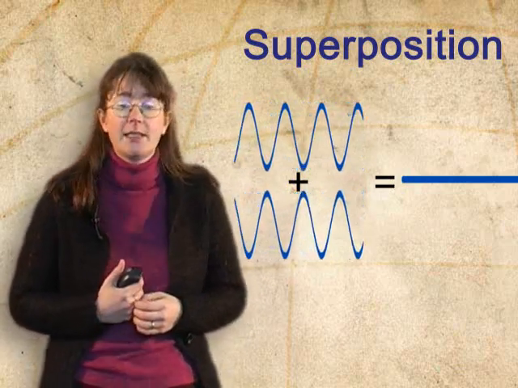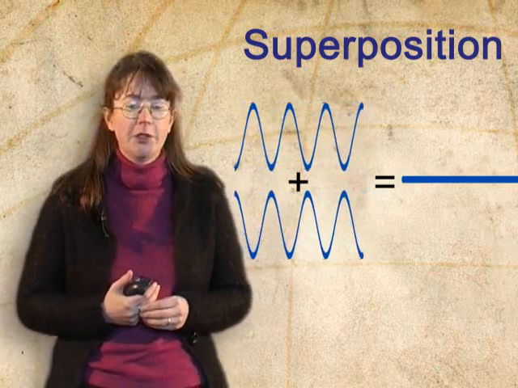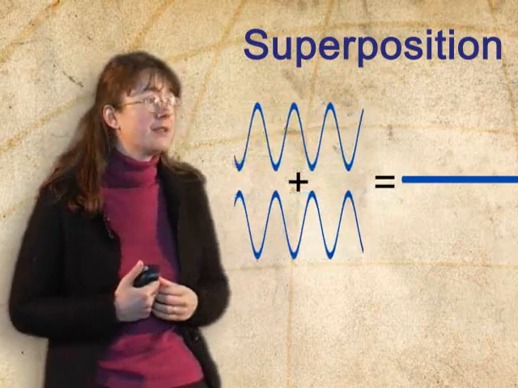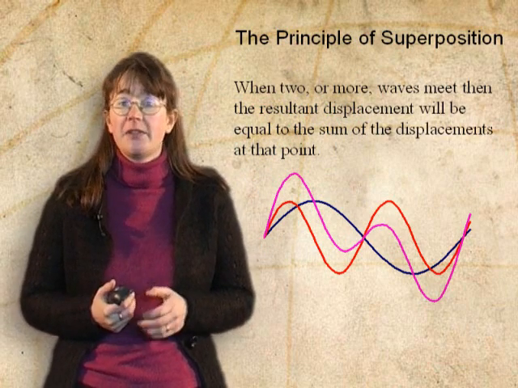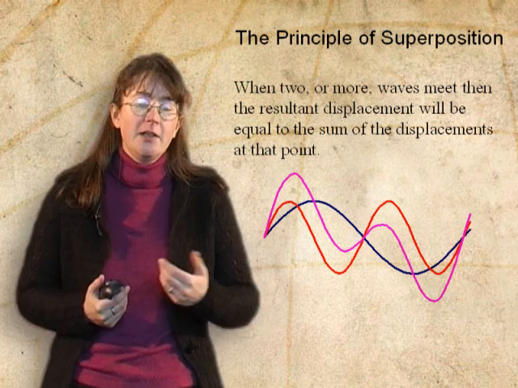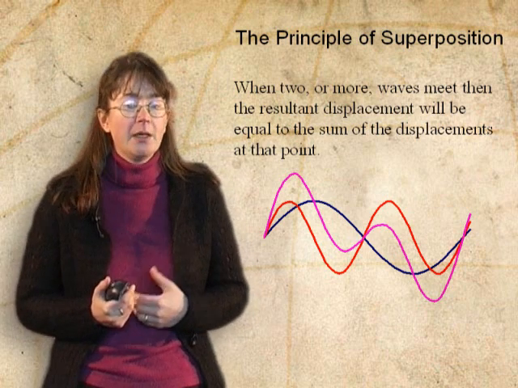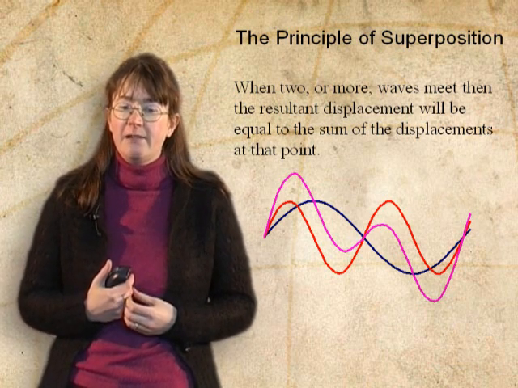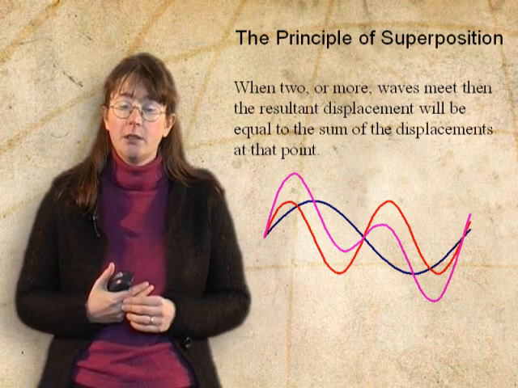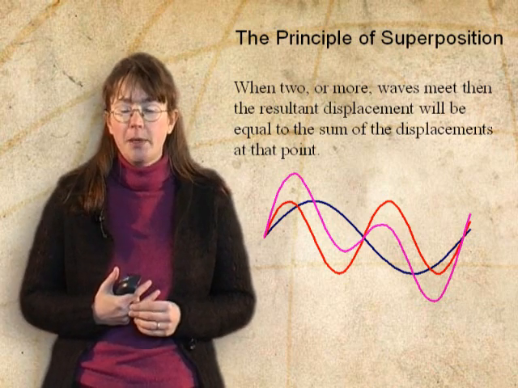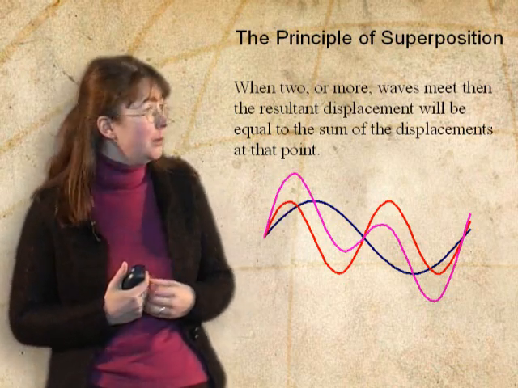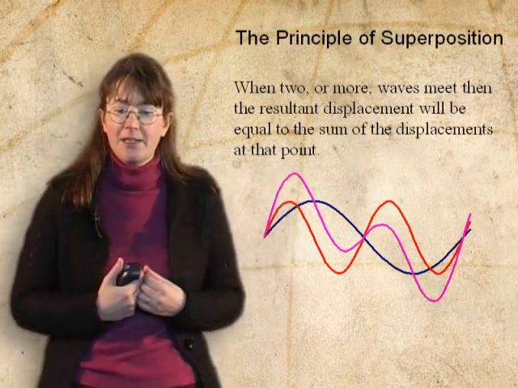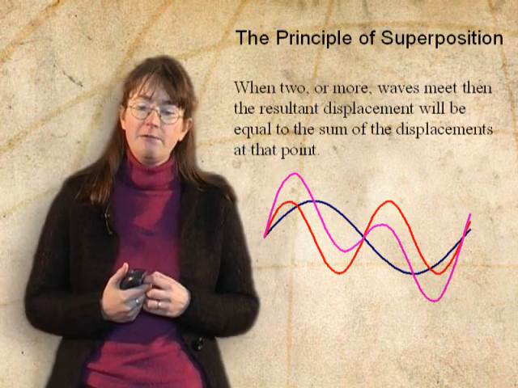Now we can summarise this as the principle of superposition. When two or more waves meet, then the resultant displacement will be equal to the sum of the displacements at that point. In other words, we add the waves up. Constructive and destructive interference is a special case of superposition, but any two waves will be superposed. So in this example, we're adding the red and the blue waves, and the resultant wave is the purple one, which looks very different from them both.